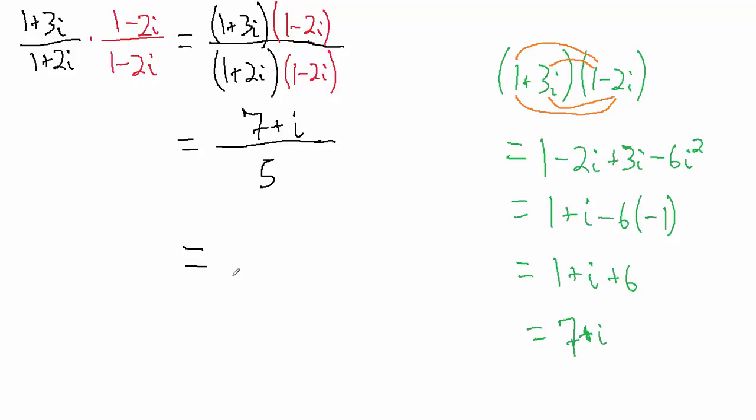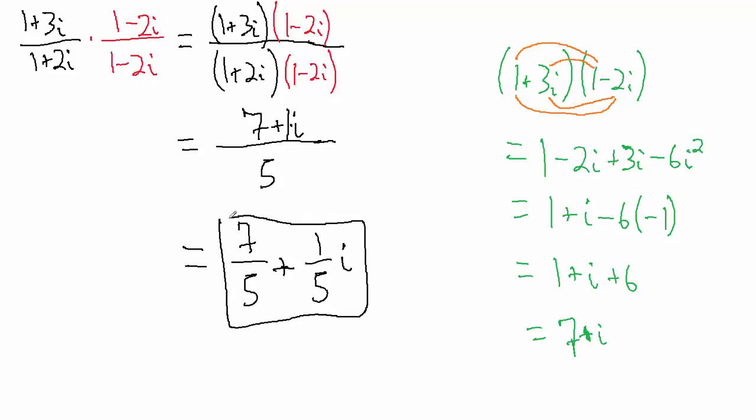We almost do. All we have to do now is split this up into two fractions. So this is going to be 7 over 5 plus 1 over 5 times i. Because this i by itself is really just the same thing as 1 times i. So what we have is 7 over 5 plus 1 over 5 times i, and that's our answer. So if we have 1 plus 3i divided by 1 plus 2i, then our final answer here is going to be 7/5 plus 1/5 times i. And that's one more example of dividing complex numbers.